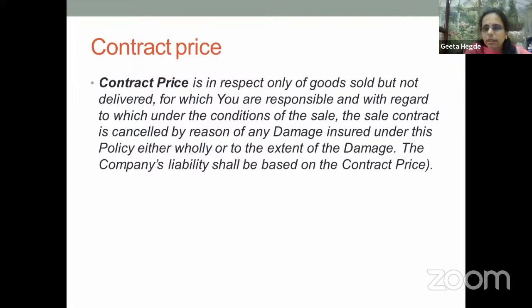Otherwise, we are not considering the sale price, including profit, for valuation for insurance. But in case the goods are already sold and the contract gets cancelled because of any peril covered under the policy, and the goods are not delivered, only for such commodities the contract price, which is the manufacturing price including profit, is considered for valuation purpose for this policy.